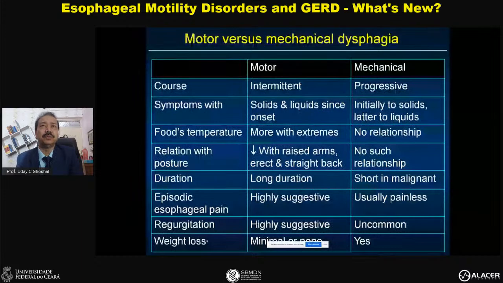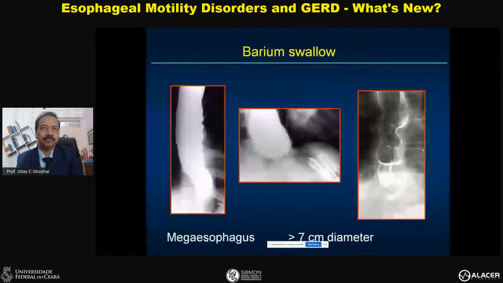The first job of the clinician is to differentiate whether we are dealing with a patient of motor or mechanical dysphagia. And if this patient is suffering from motor dysphagia, we investigate the patient. In the past, barium swallow was a popular investigation, but nowadays we know that barium swallow is a very crude test, but sometimes in patients with motor dysphagia, it can give an idea such as megaesophagus.